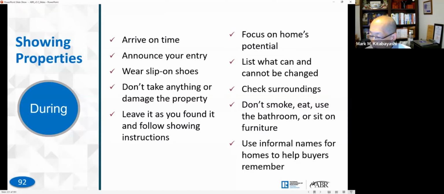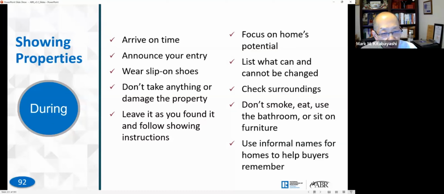And use an informal name for homes to help the buyer remember. When you see 3-4 houses, buyers begin to confuse themselves on the house that they saw. So sometimes we say, oh, yellow house, or whatever it is, so that the buyer could remember. That's during showing.